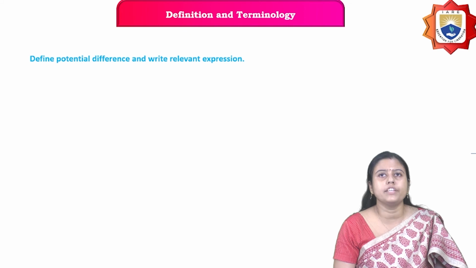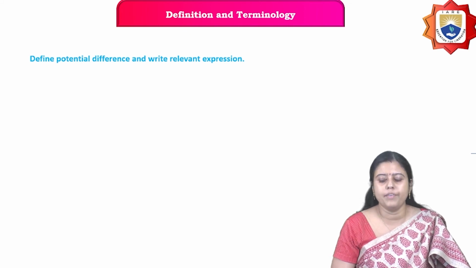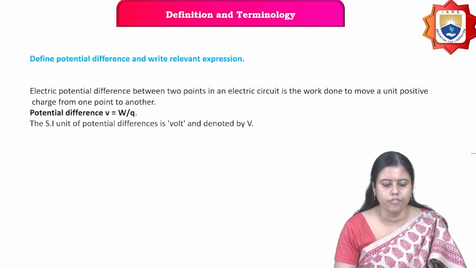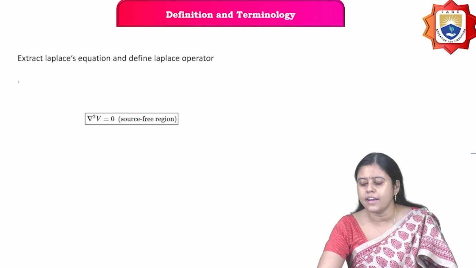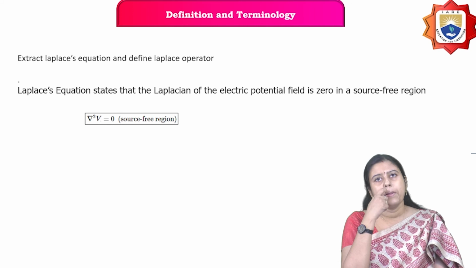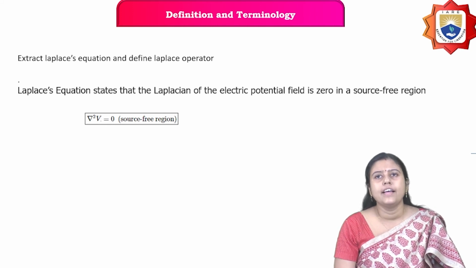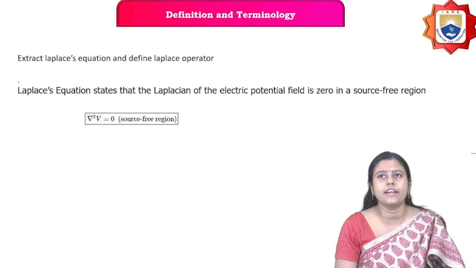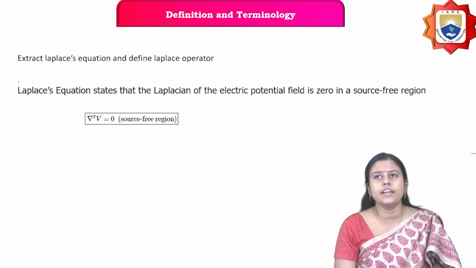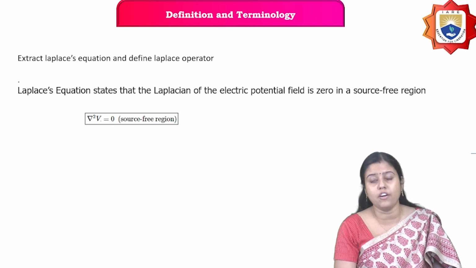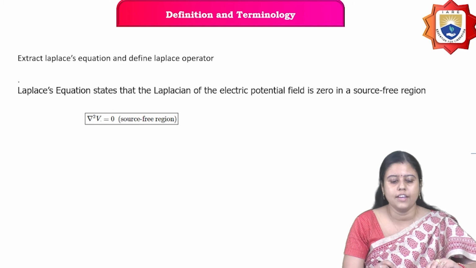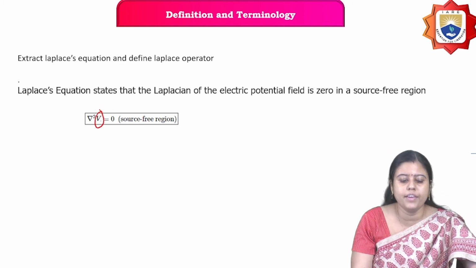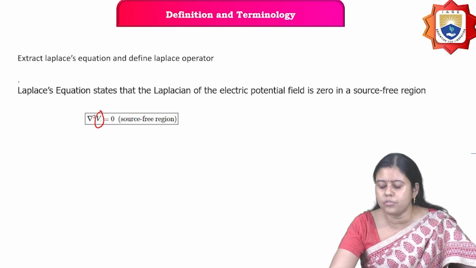Next, define the potential difference and write the relevant expression. So this is over. Derive the Laplace equation and define the Laplace operator. The Laplace equation states that the Laplacian of the electric potential field is 0 in a charge-free, source-free region. So this is the electric potential field V, and grad square V is equal to 0.